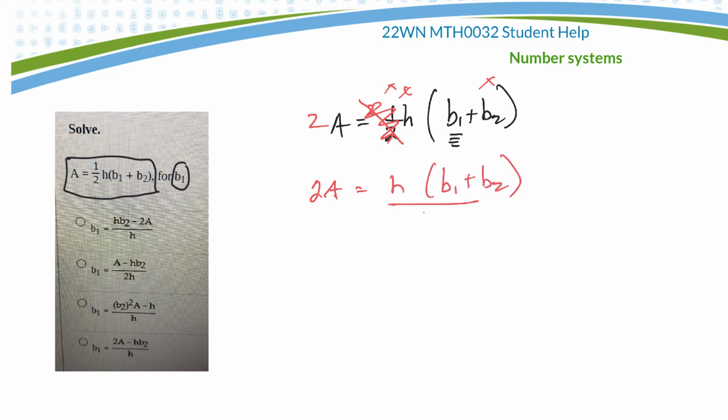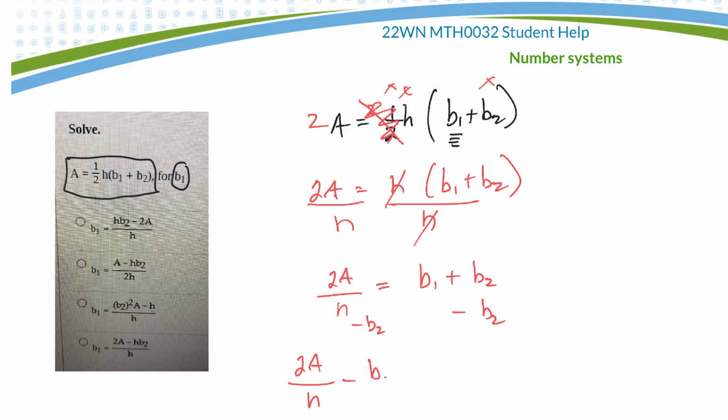And then I'll divide both sides by h. That'll get rid of the h's there. So I'll have 2a over h is equal to b1 plus b2. And I want to solve for b1, so now I'm going to subtract b2 from both sides. So I'll have 2a over h minus b2.